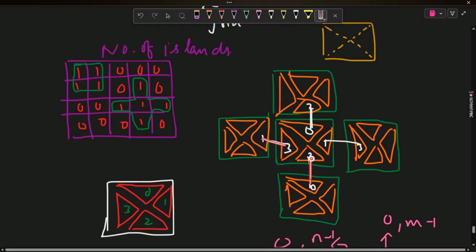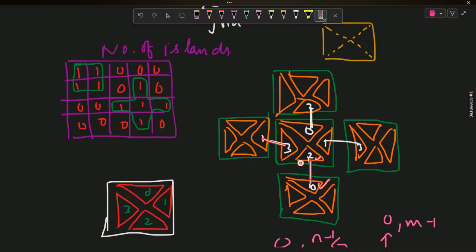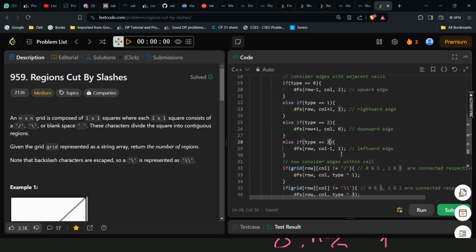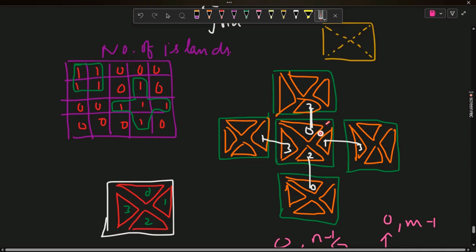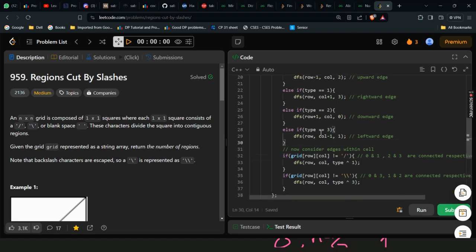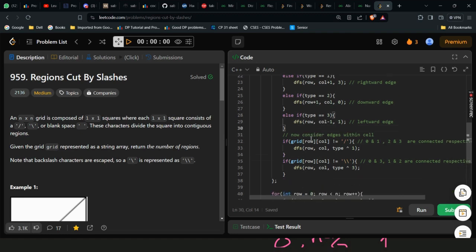For this edge, the type is changing from 2 to 0 and the row is changing from row to row plus 1. The column is still the same. For this particular edge, the column is changing from column to column minus 1 and the row is still the same. The type is changing from 3 to 1, right? So after all these, because these edges are not affected by any kind of diagonal, they are still the same in every case. So let's now consider edges within a cell, right?